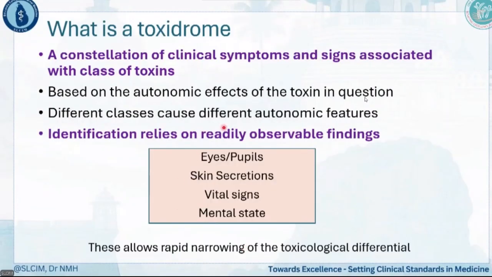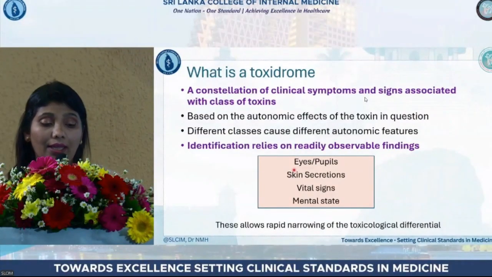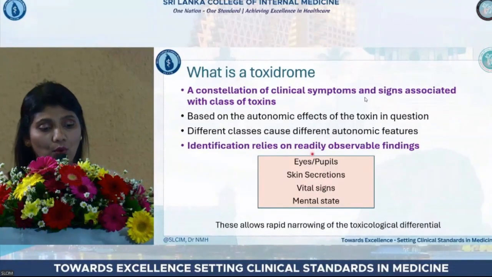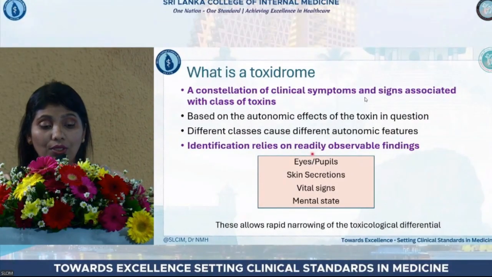As a clinical syndrome, it's a constellation of clinical symptoms and signs associated with a class of toxin. Usually it's based on the autonomic effects the toxin is causing. And the beauty of this is that it's a clinical diagnosis. So you can look at the pupil size, skin secretion, vital signs and the mental status to reliably identify the toxidrome.